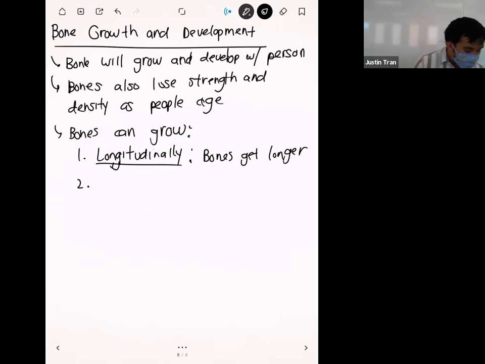Another way that they can grow is circumferentially. And basically this means that the bones are going to get wider.